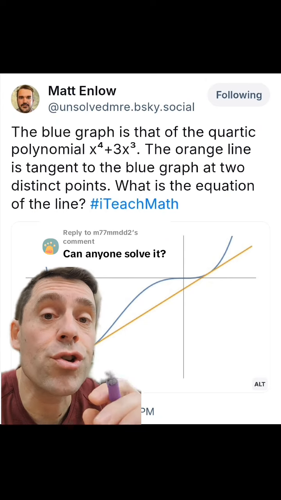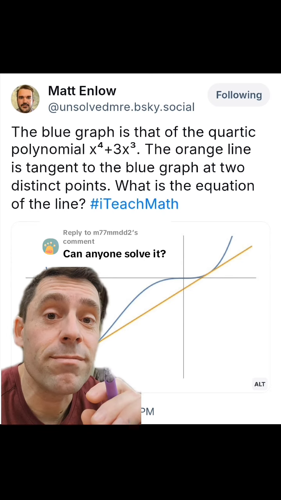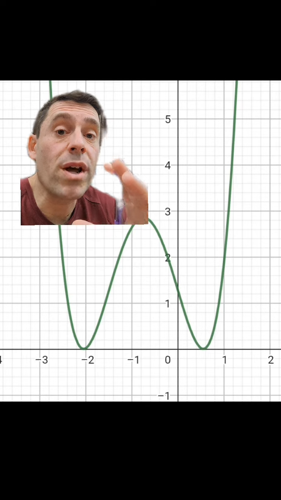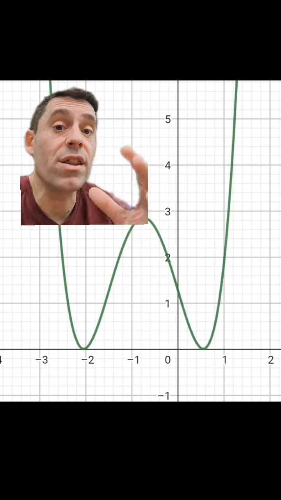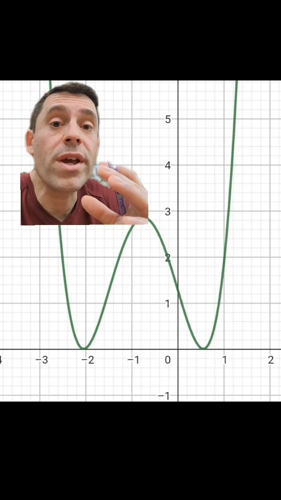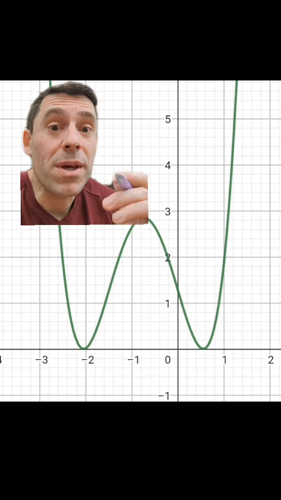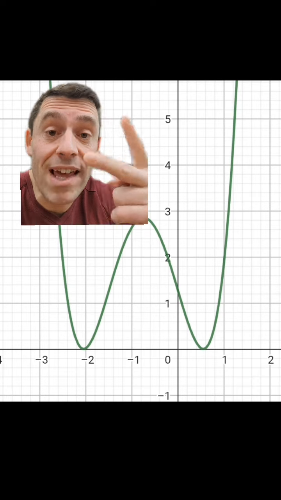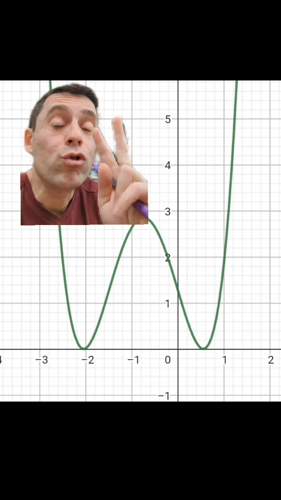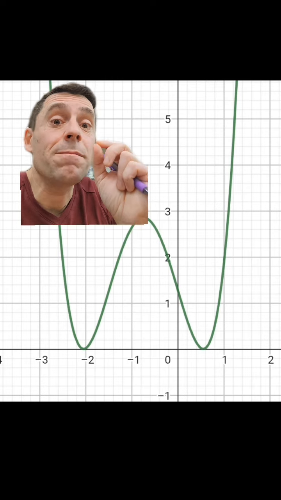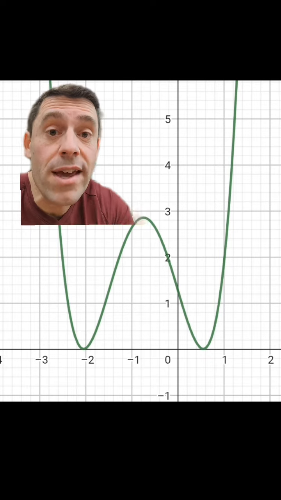First, I'm going to give a solution using algebra, and then we'll do another one using calculus. Before I go on to do some algebra, let me explain the intuition of what's going to happen. I'm going to take the function x to the 4th plus 3x cubed, subtract the line, and then that difference of functions has to have 2 points where there is not just a 0, but a double 0, because the line is tangent.